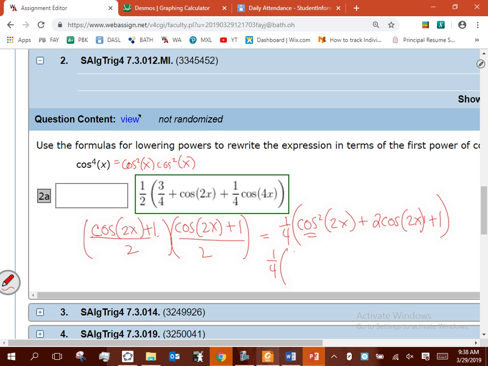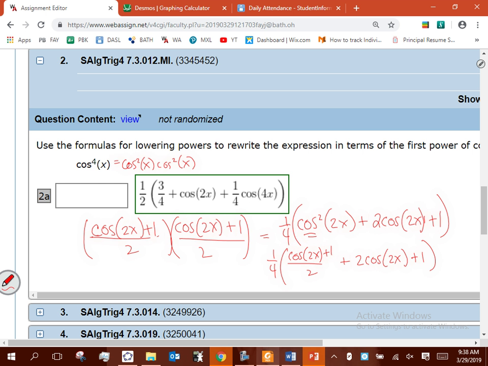That is the 1 plus cosine 2x. So I'm just going to write it as cosine 2x plus 1 over 2, and then plus 2 cosine 2x plus 1. Okay. I keep doing that, that plus 1 in the argument. It shouldn't be that way.